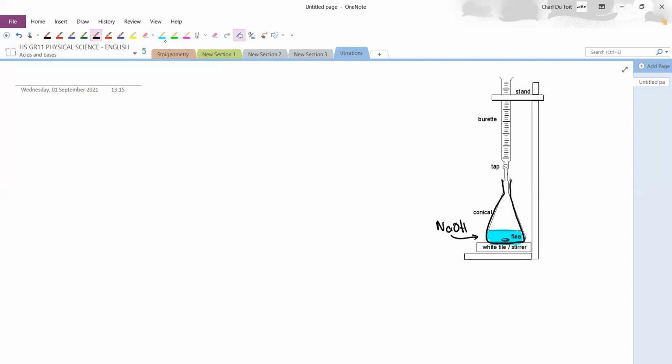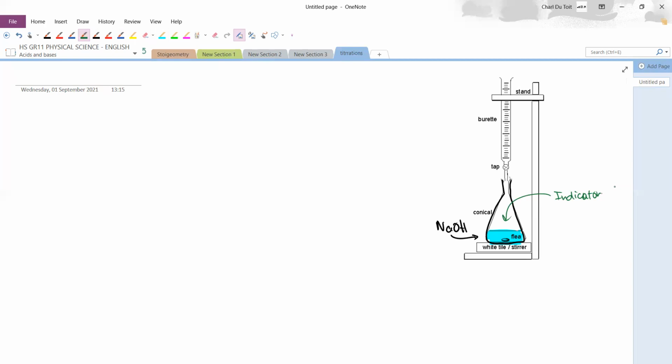Then you put in an indicator. Do you know what an indicator is? It's a thing that changes color and determines whether it's an acid or a base. There's three indicators that you have to learn: phenolphthalein, methyl orange, and also bromothymol blue or something like that. You must learn which one you're going to use when.